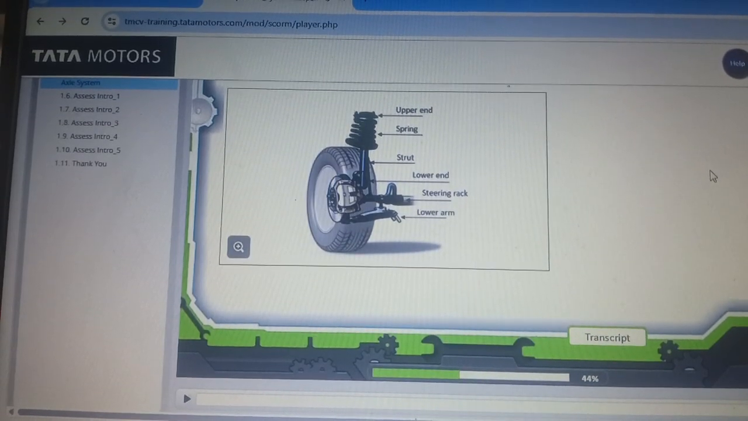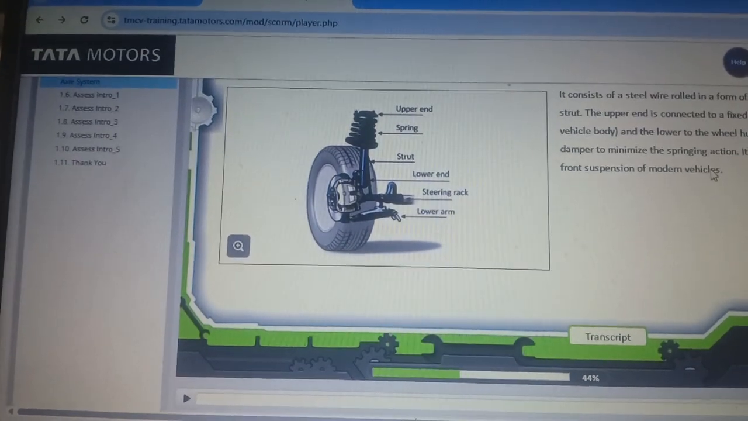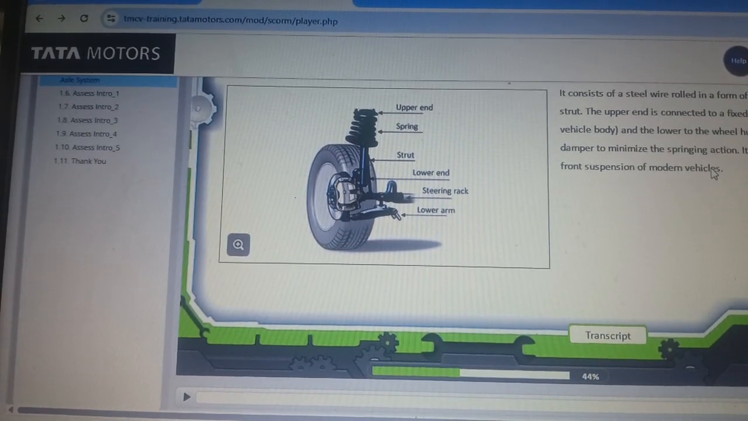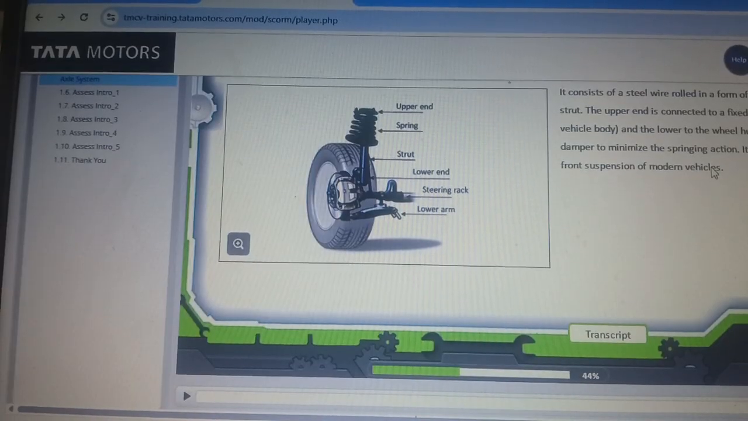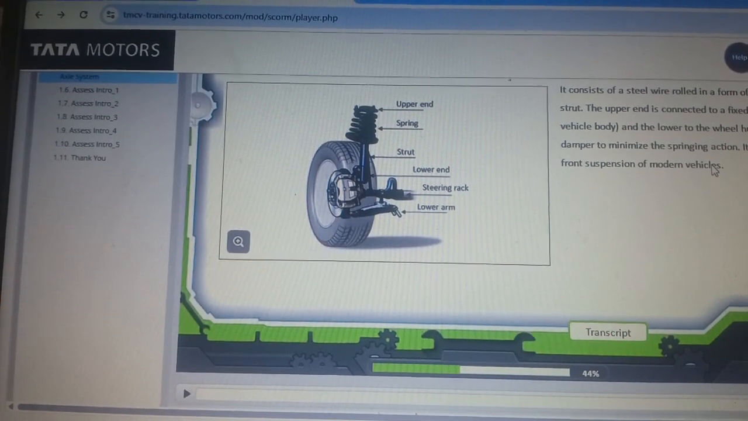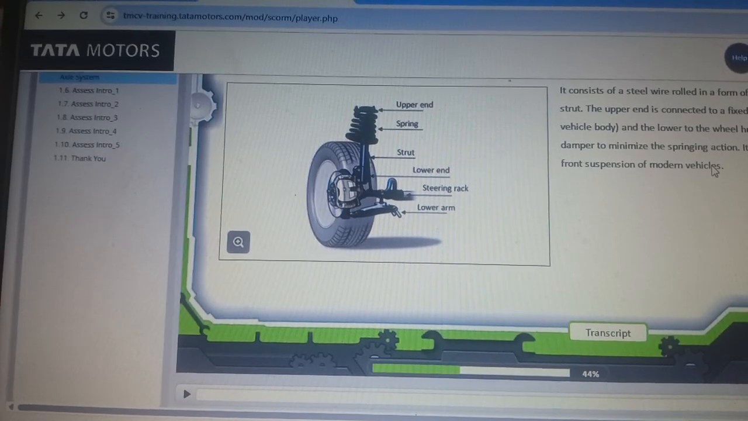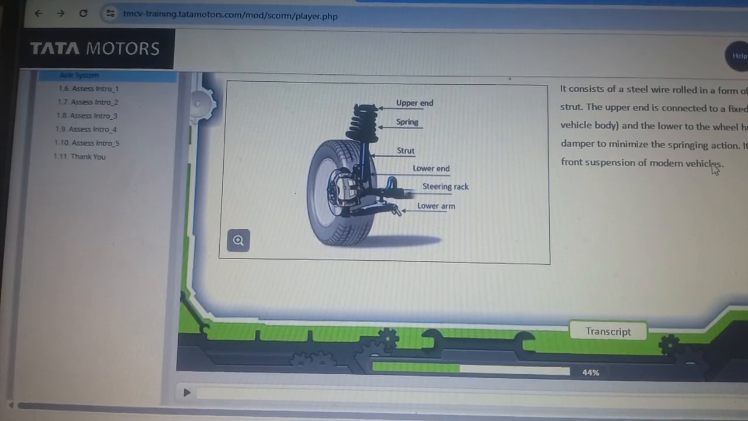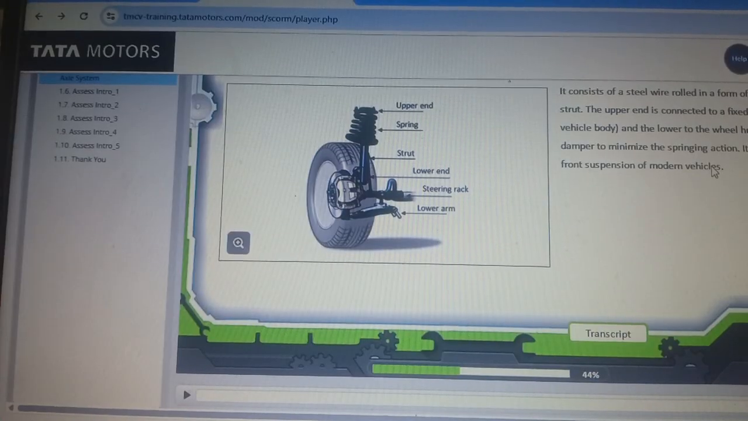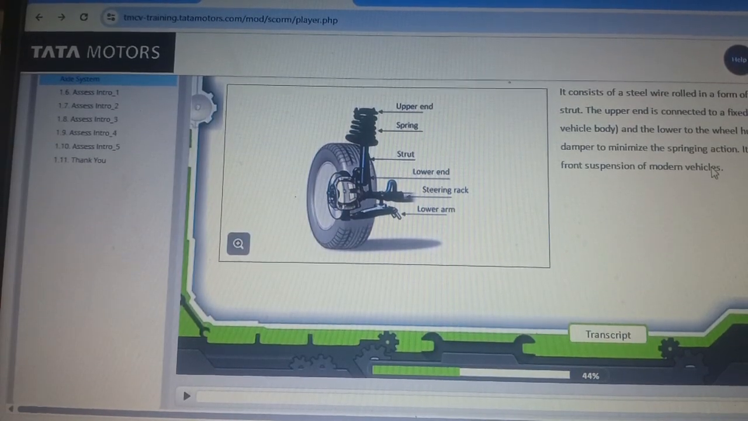McPherson strut. It consists of a steel wire rolled in the form of a spring around a strut. The upper end is connected to a fixed mounting on the vehicle body and the lower to the wheel hub. The strut acts as a damper to minimize the springing action. It is widely used in the front suspension of modern vehicles.